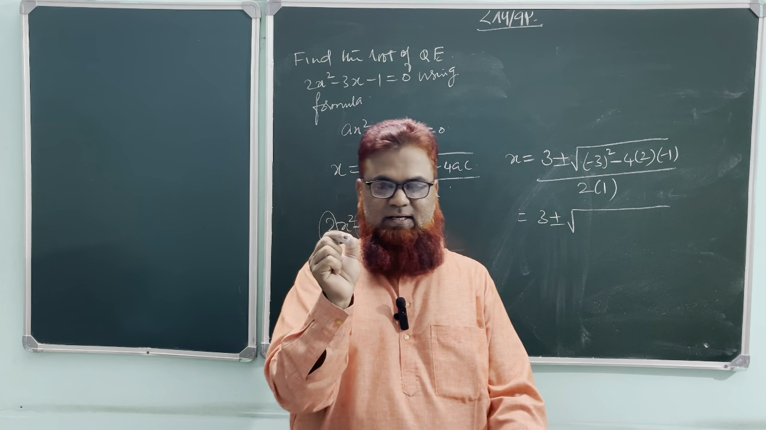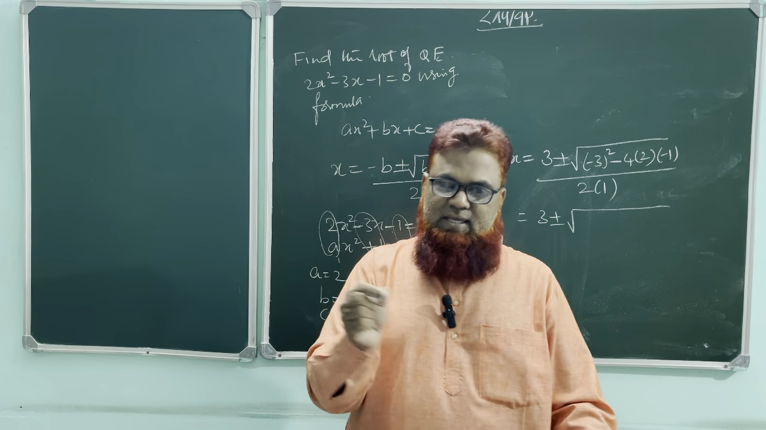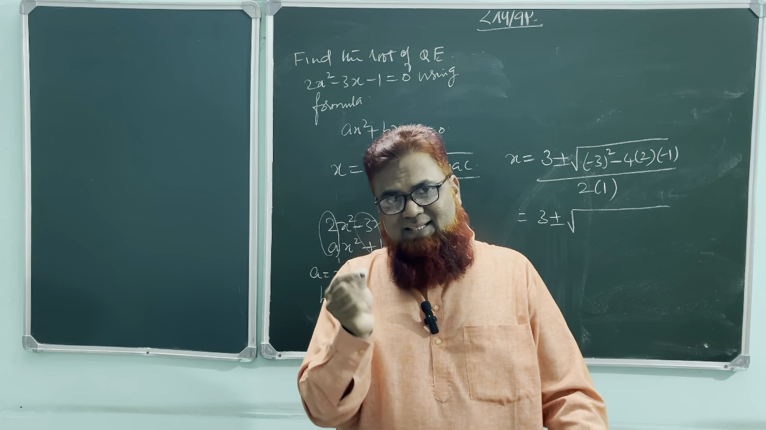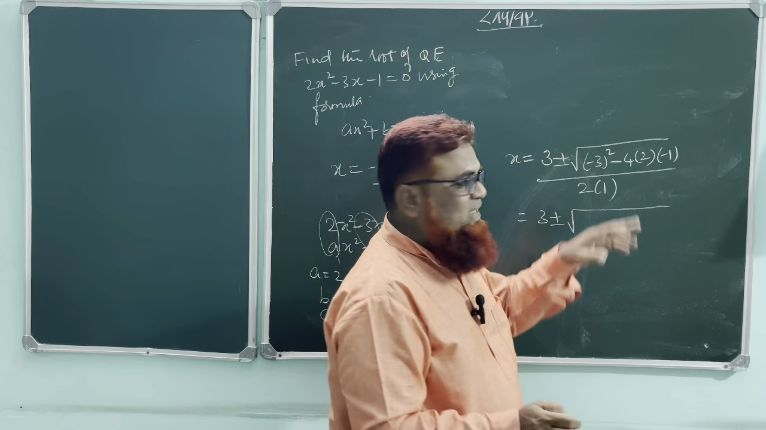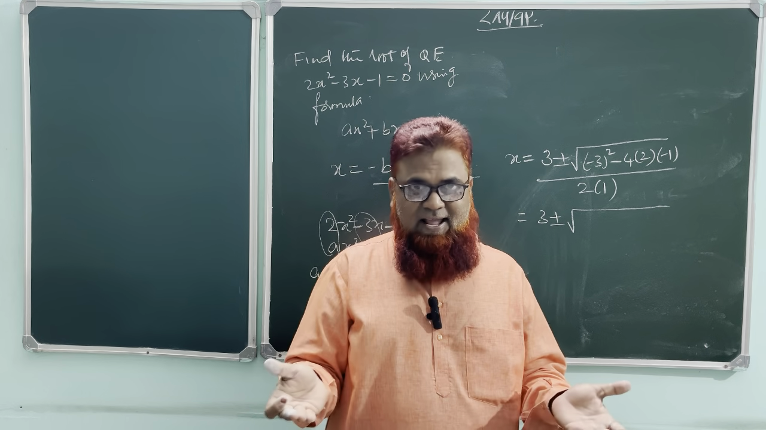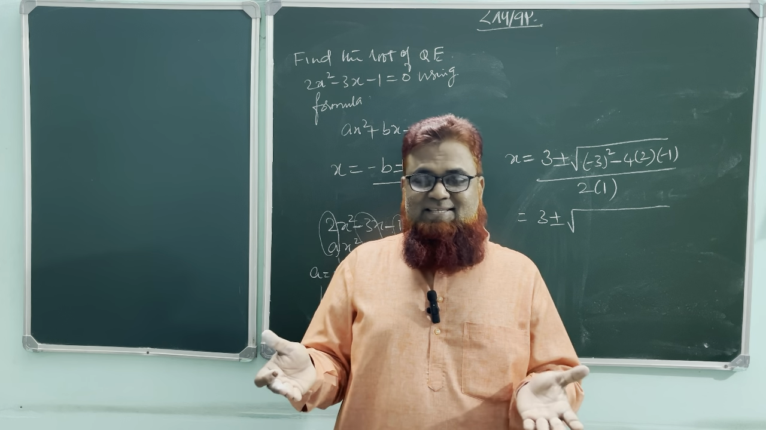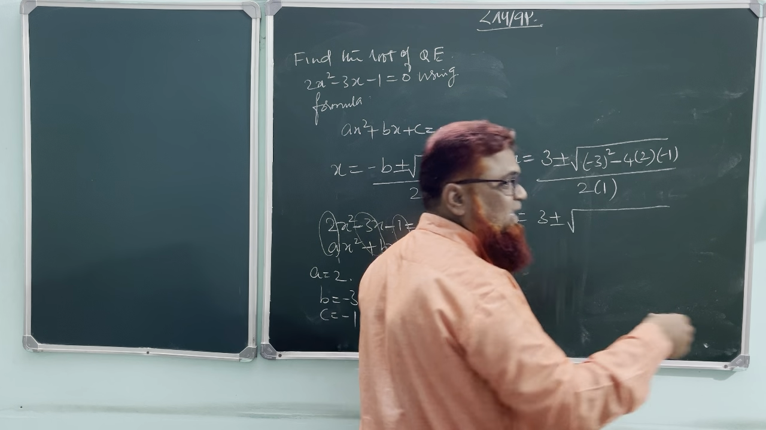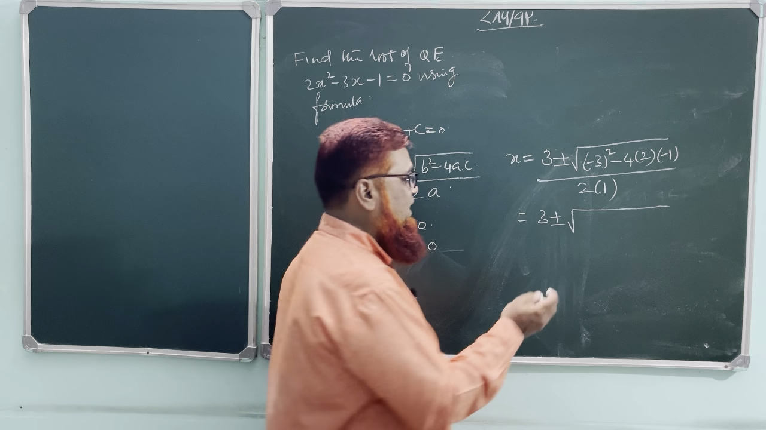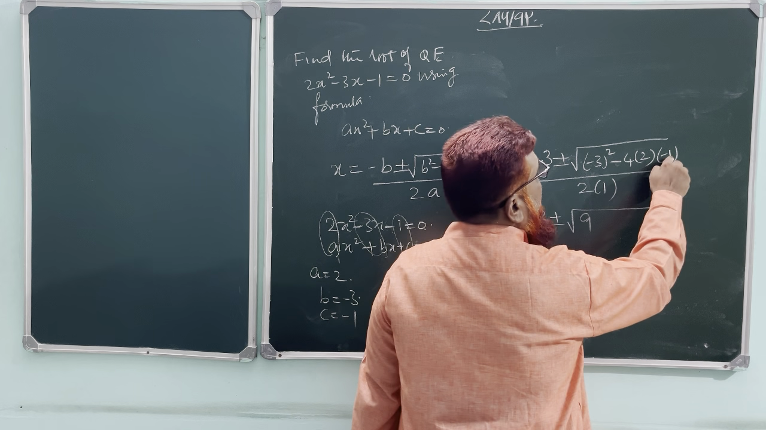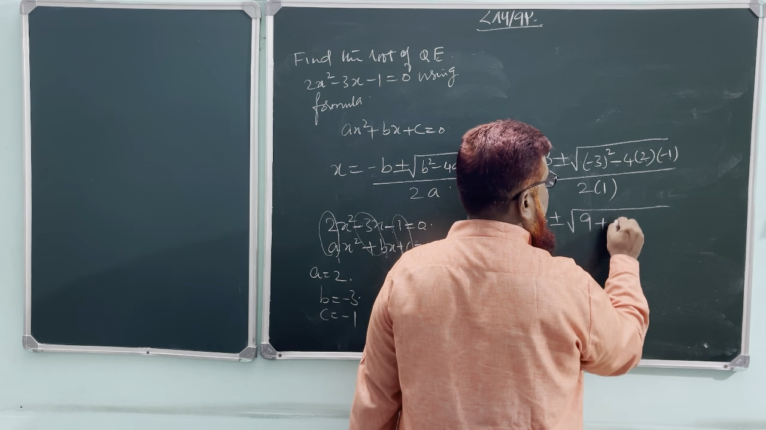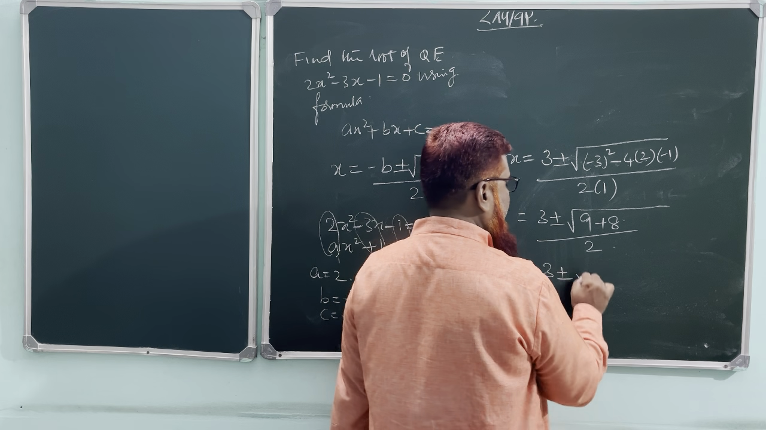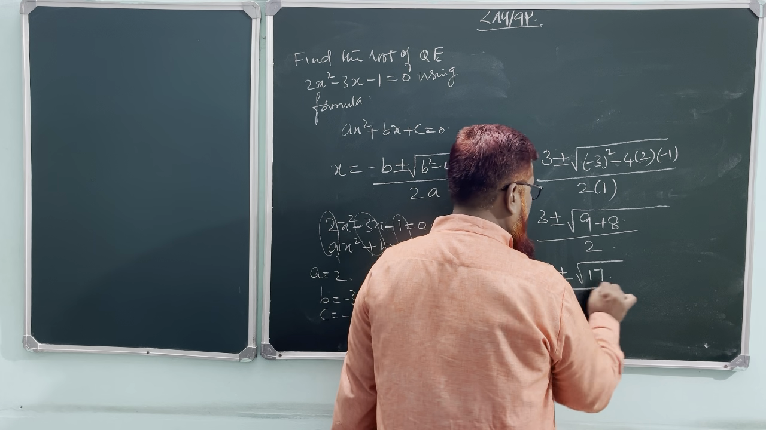One more correction. When I teach you, I keep on correcting you, where there are more chances of committing simple and silly mistakes. Minus 3 whole square: most of the students in a hurry will multiply 3 into 2 and get 6. No, that is not the way. Minus 3 whole square means minus 3 into minus 3, that is plus 9. Minus into minus is plus, 4 2s are 8, 8 1s are 8, whole divided by 2 ones are 2. This is equal to 3 plus or minus square root of 9 plus 8, that is 17, whole divided by 2.